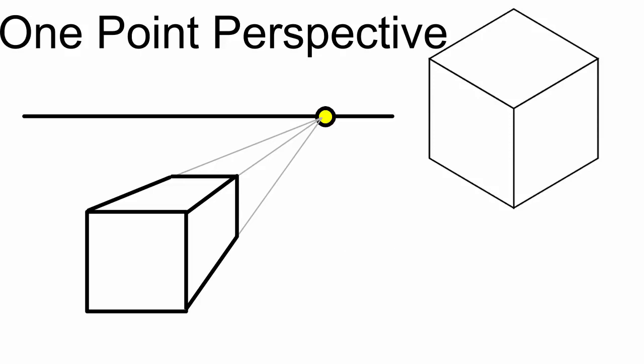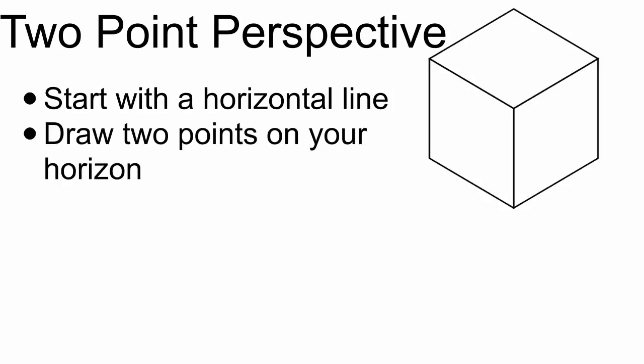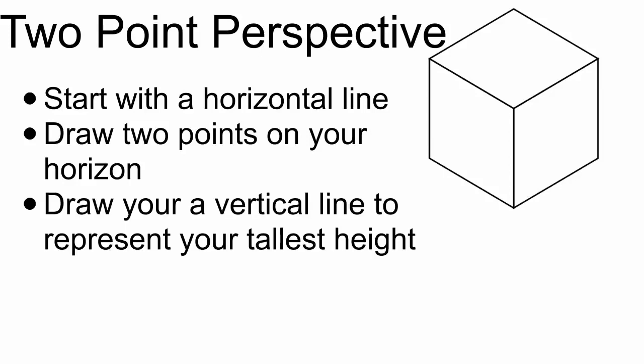So let's take a look now at a 2 point perspective and see how that works. Again, you're always going to start with a horizontal line, that's called a horizon line. Instead of 1 point this time, with a 2 point perspective, you're going to draw 2 vanishing points on your horizon. From there, you're going to draw a vertical line that represents your tallest height, and that vertical line should be a construction line to start off with.